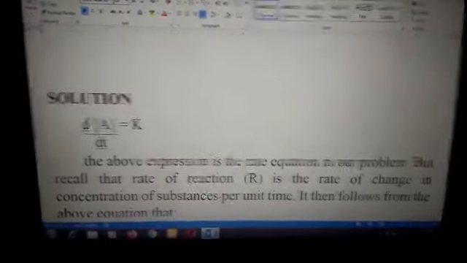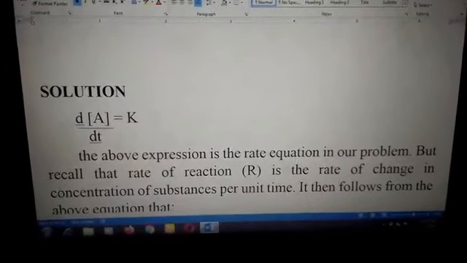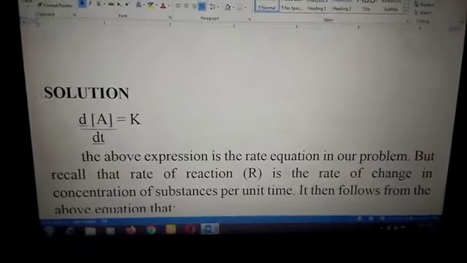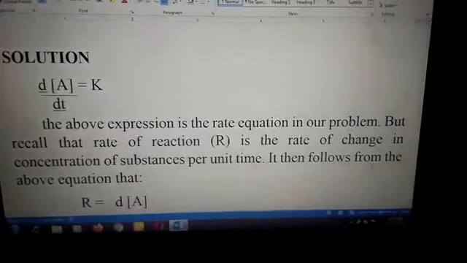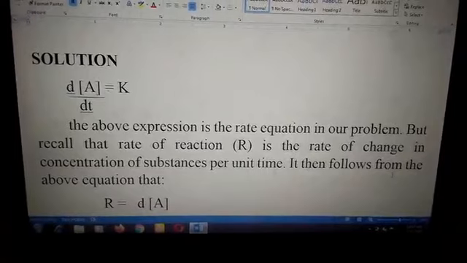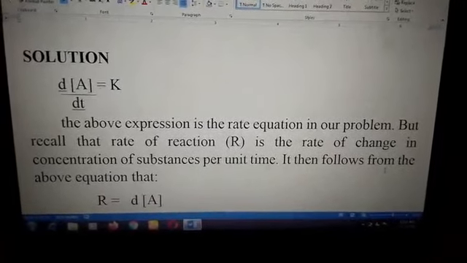Solution. So we have dA over dt equal to k. So this is the rate equation. It reads that this expression is the rate equation in our problem. But recall that the rate of reaction, that is R, is the rate of change in concentration of substances per unit time.